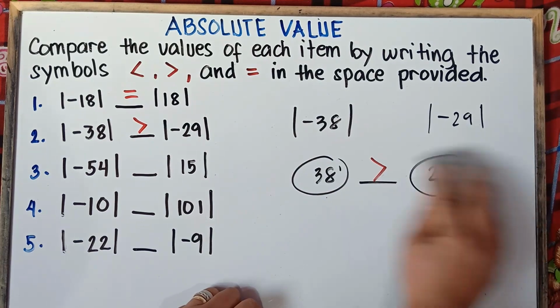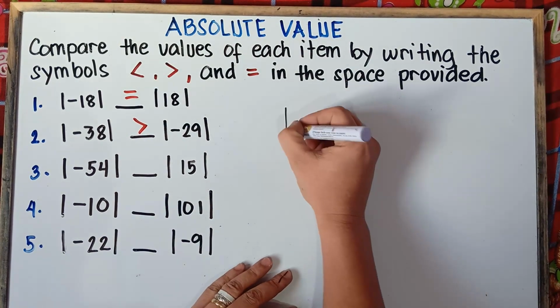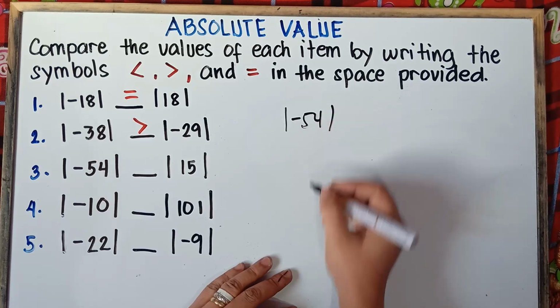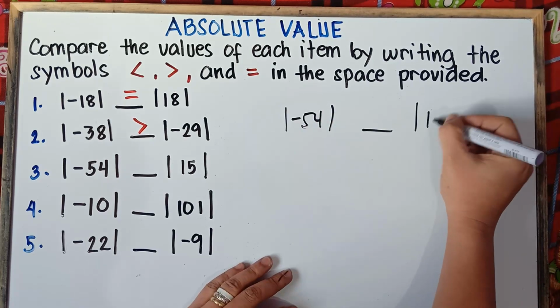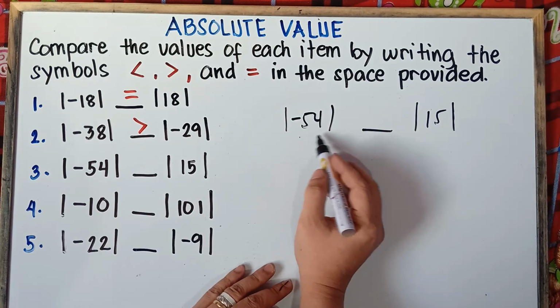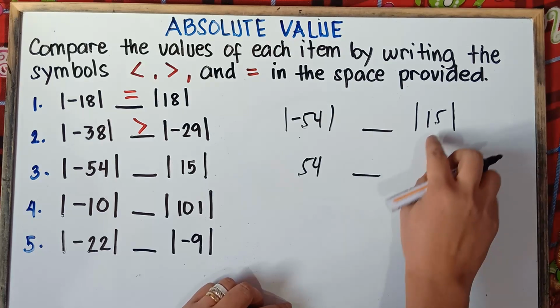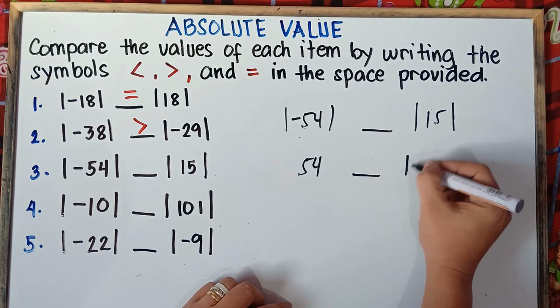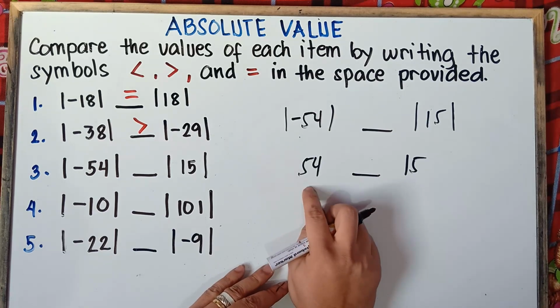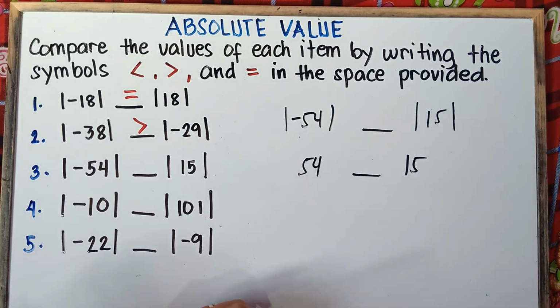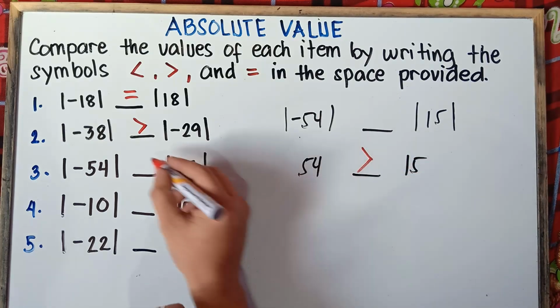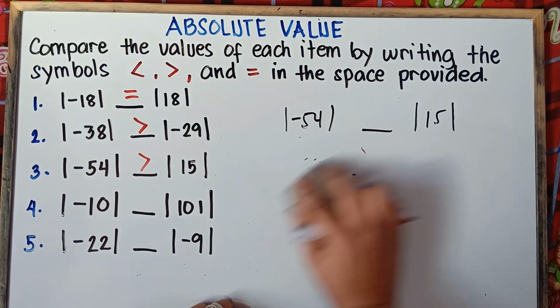Alright, so let's have example number 3. The absolute value of negative 54 compared to the absolute value of 15. So the absolute value of negative 54, of course, that would be positive 54, compared to the absolute value of 15, that would be 15. Of course, we know that 54 is greater than 15. So therefore, our answer is greater than. That's it, class. Very easy, right?